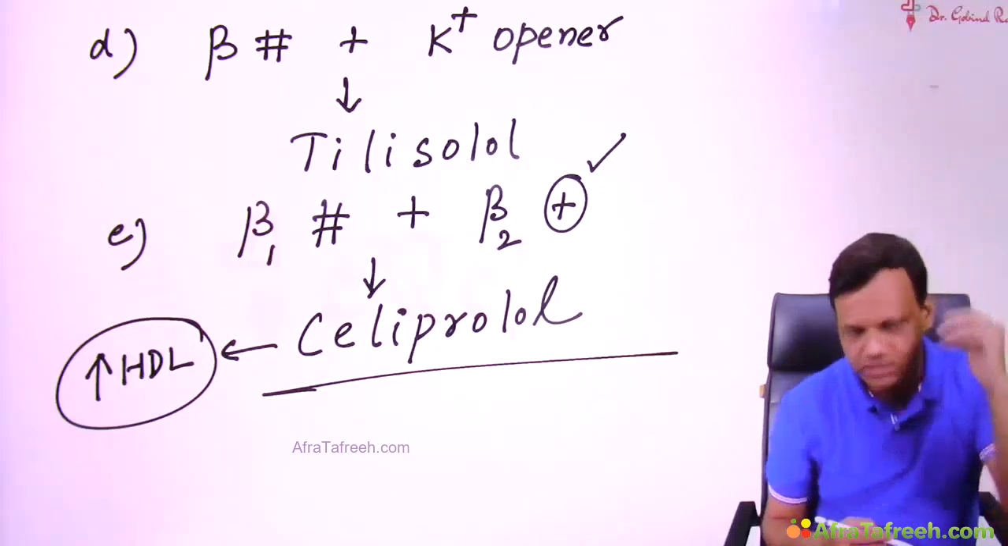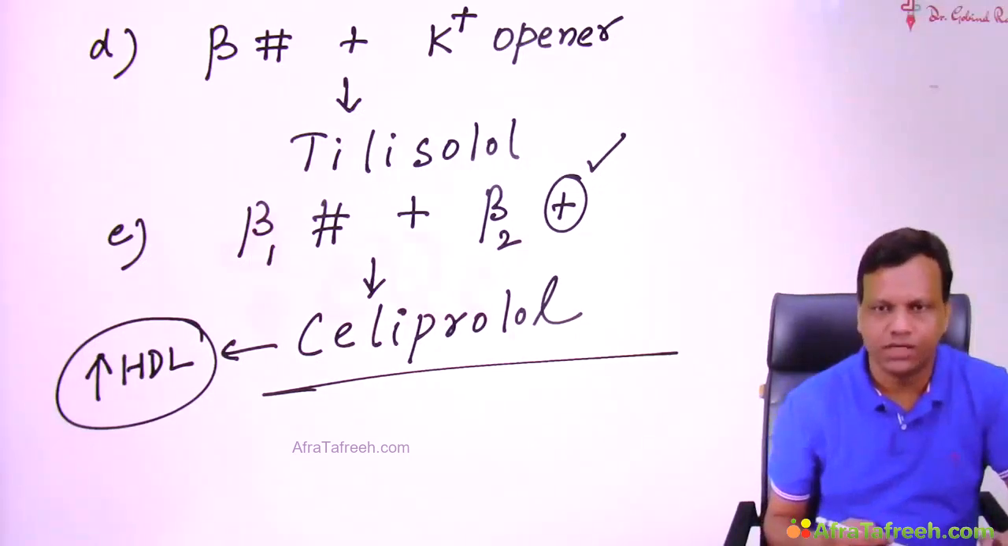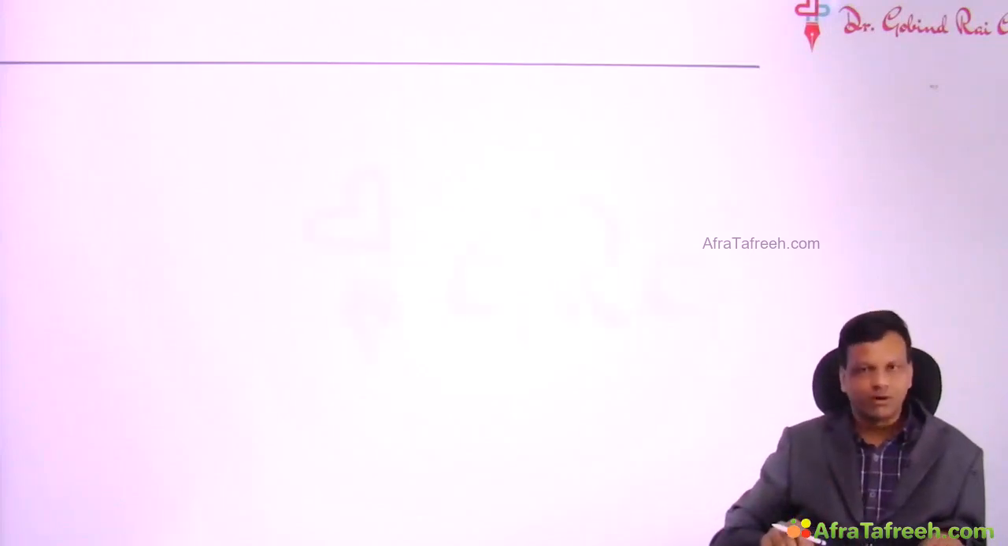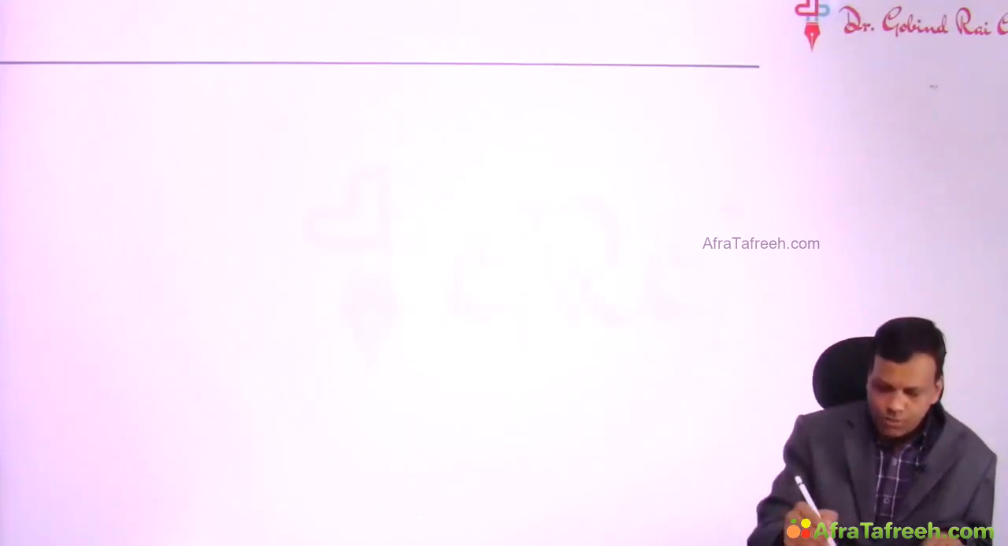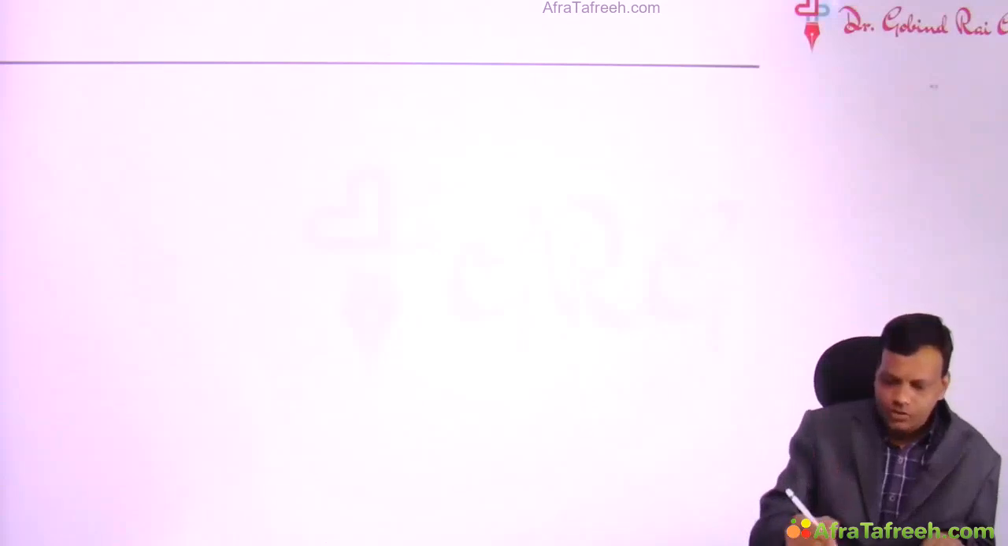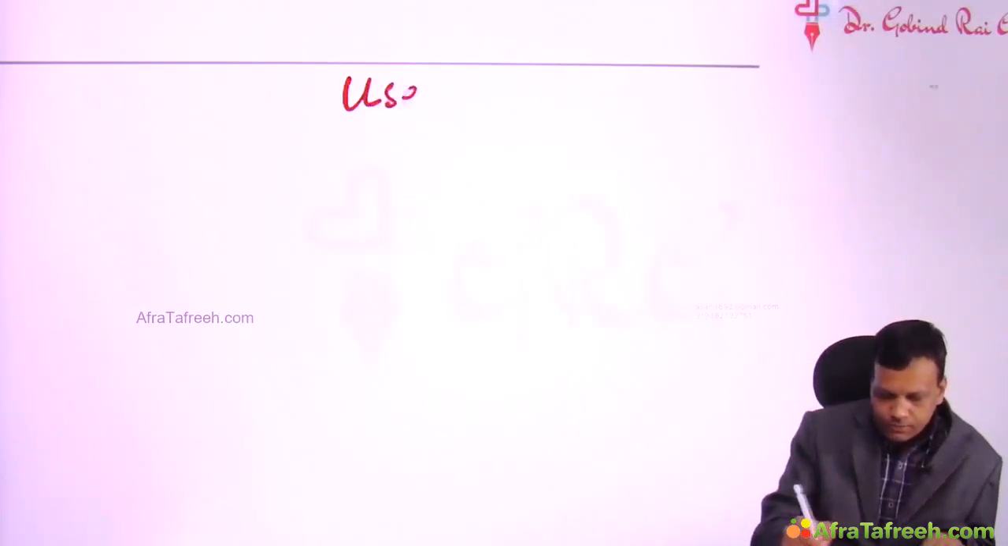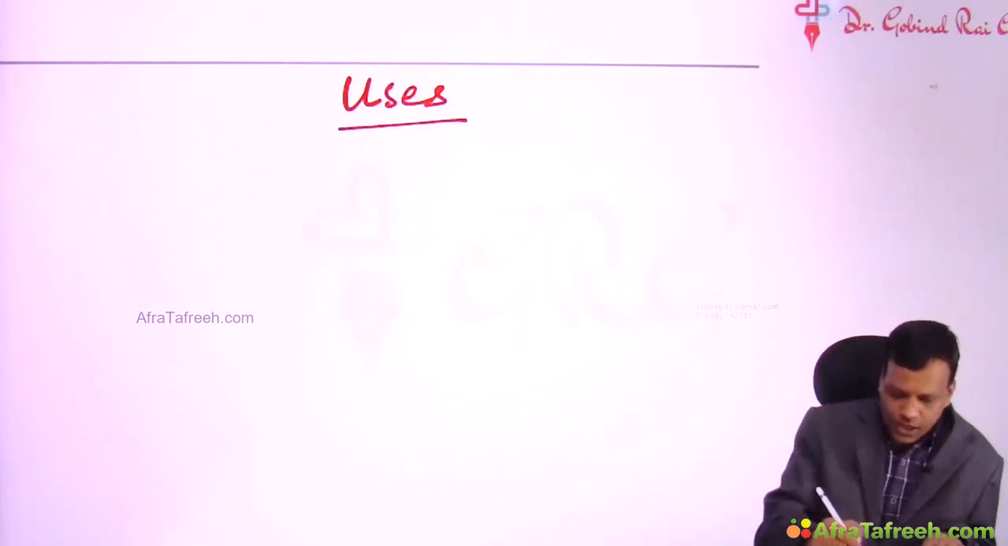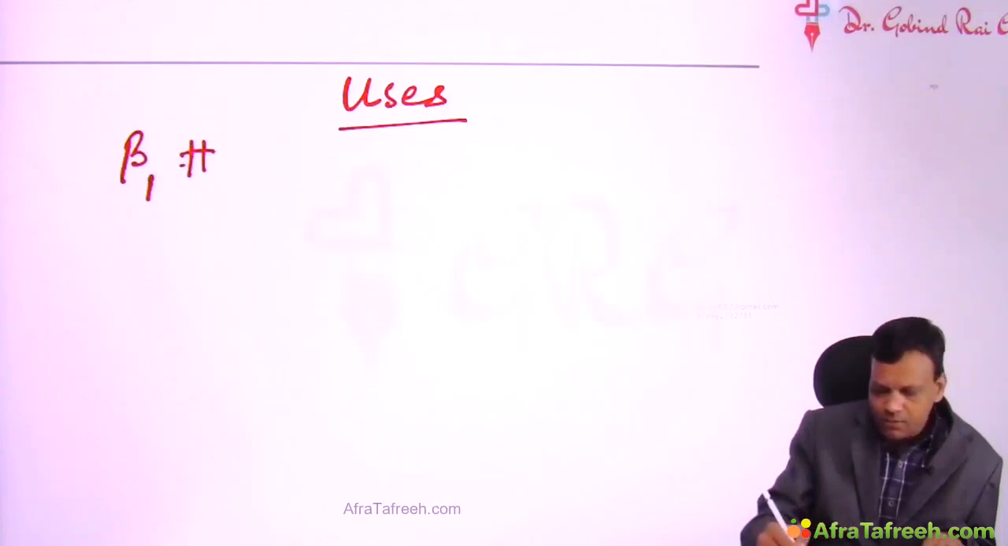Clear? So that is about the third generation beta blockers. Clear? So these are the 5 important properties of beta blockers. Now we'll move to the last thing in beta blockers, that is the uses of beta blockers and adverse effects of beta blockers. So starting with the indications or uses of beta blockers. So beta blockers, we can use them because they are blocking beta 1, or we can use them because they are blocking beta 2.